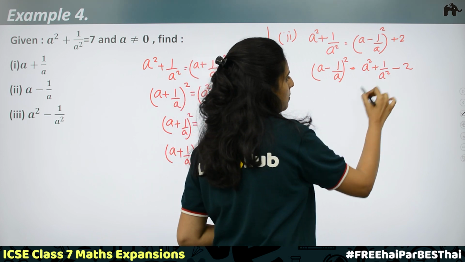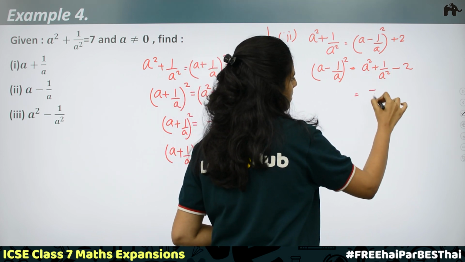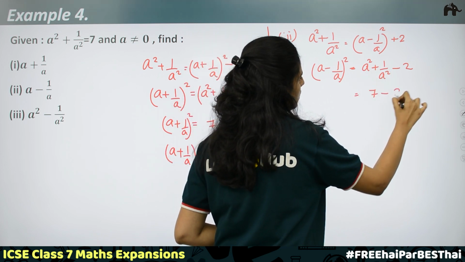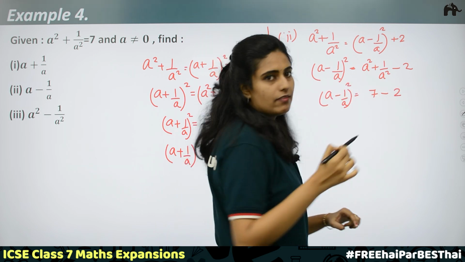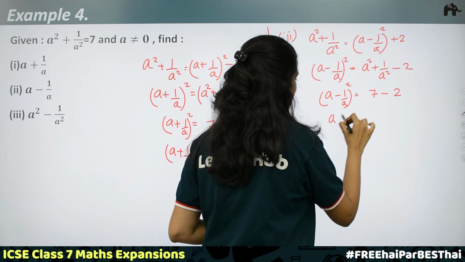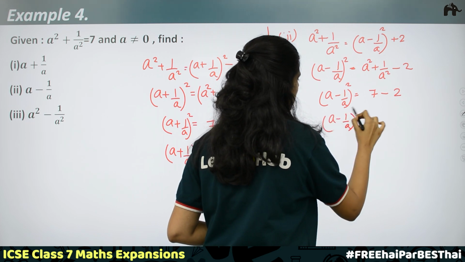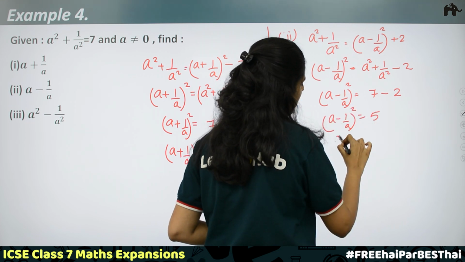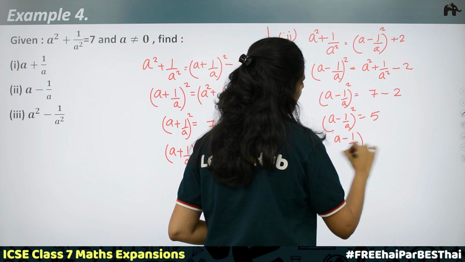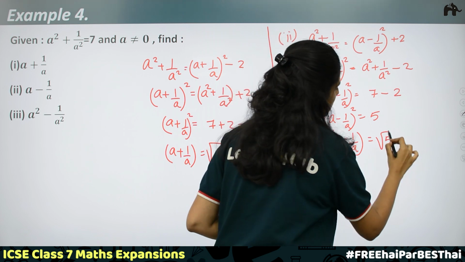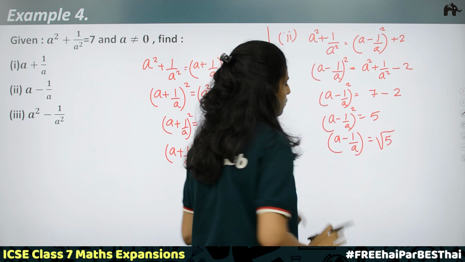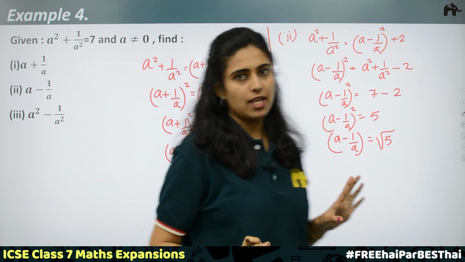A square plus 1 by a square we know is equal to 7 minus 2. So, a minus 1 by a whole square is equal to 7 minus 2, which means a minus 1 by a whole square is equal to 7 minus 2 is 5. A minus 1 by a is equal to root of 5. Okay. When you take the root of 5, you will be getting a minus 1 by a.